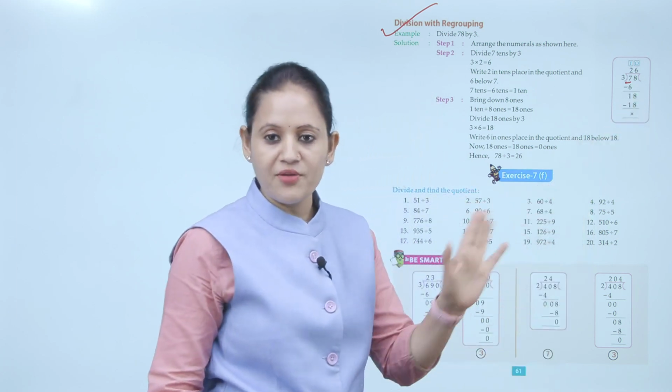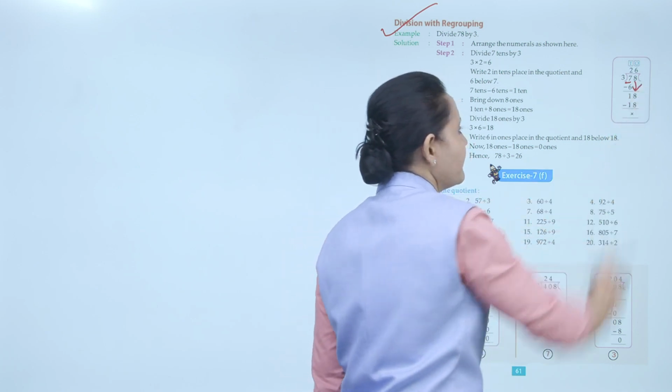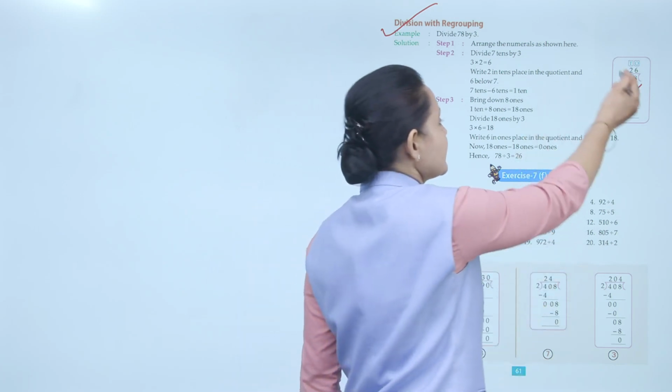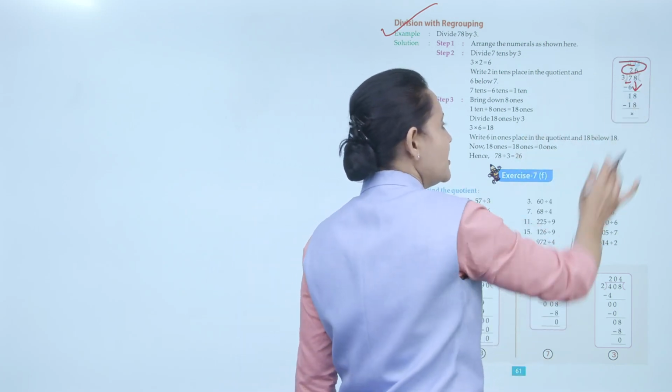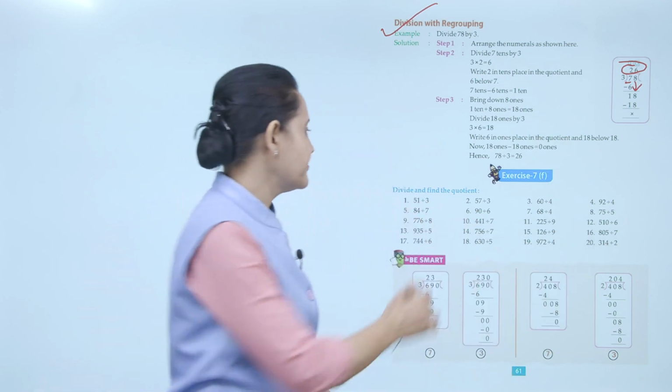Now we cannot divide 1 by 3, so we'll note down next number, 8. Now we'll divide 18 by 3. 3 6s are 18. Subtract करेंगे 0. So 26 is our quotient and 0 is our remainder. Clear? Next is exercise 7F.